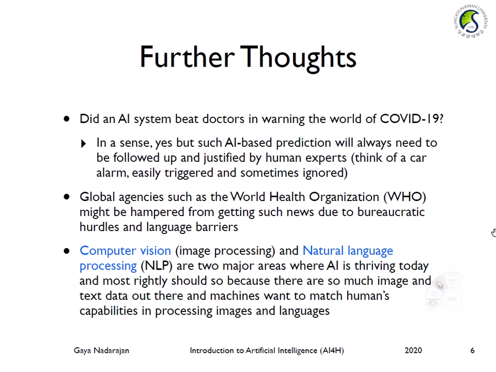And this is why AI is so successful today, and why there's so much money in AI, and every government is putting billions of dollars into this area, because data in terms of images and data in terms of text is everywhere and is crying out to be processed. These are the two major things we have learned. Machines want to match humans' capabilities in processing images and languages. And machines are very good at dealing with quantities, with numbers. And this is where we can bring both these things together.